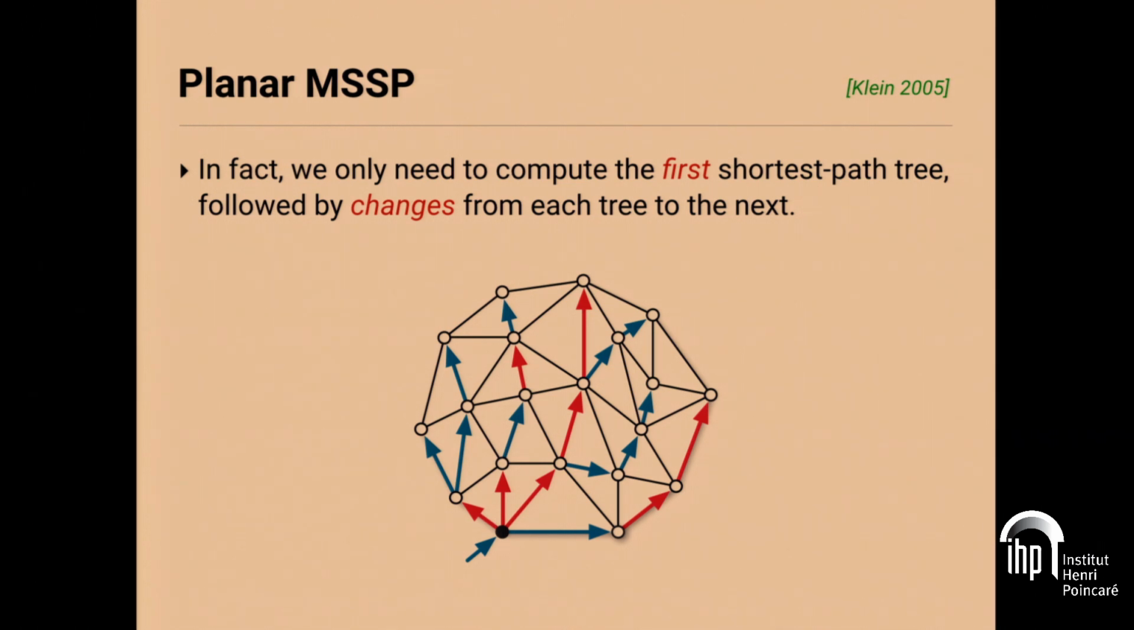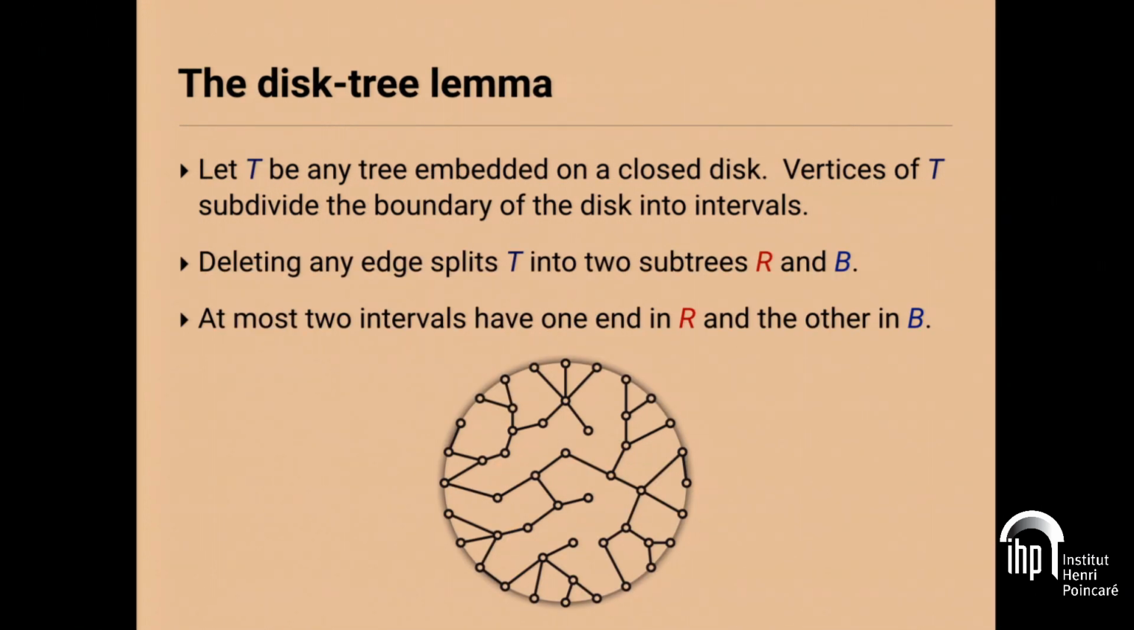And the proof of this is going to boil down to what I call the disk tree lemma, because it almost doesn't deserve to be called a lemma, because it's an easy consequence of the Jordan curve theorem. But if you take any tree embedded on a disk and you pick your favorite edge and you delete it, this breaks the tree into two smaller trees. Color one of them red, color the other one blue. There are either 0 or 2 intervals on the boundary of the disk that have one red endpoint and one blue endpoint. Okay? So if I delete this edge, I get that.